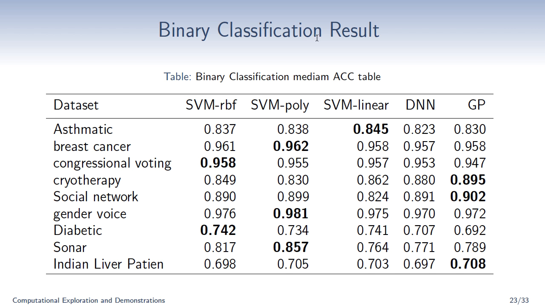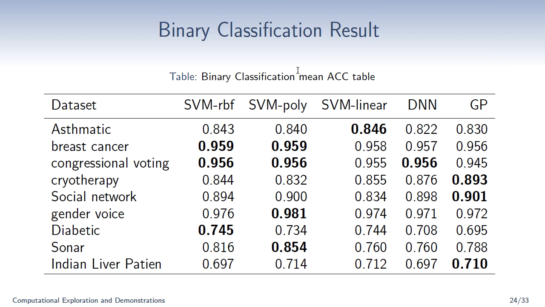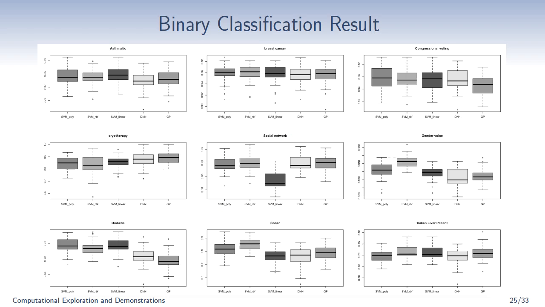Here are the binary classification results. This is the median ACC table. So in this table, we can see the Gaussian process won 3 times, support vector machine with polynomial kernel won 3 times, deep neural network didn't win. And in the mean table, deep neural network won once, but this time it tied with the support vector machine with Gaussian kernel and the polynomial kernel. And support vector machine with polynomial kernel won 4 times in this table.